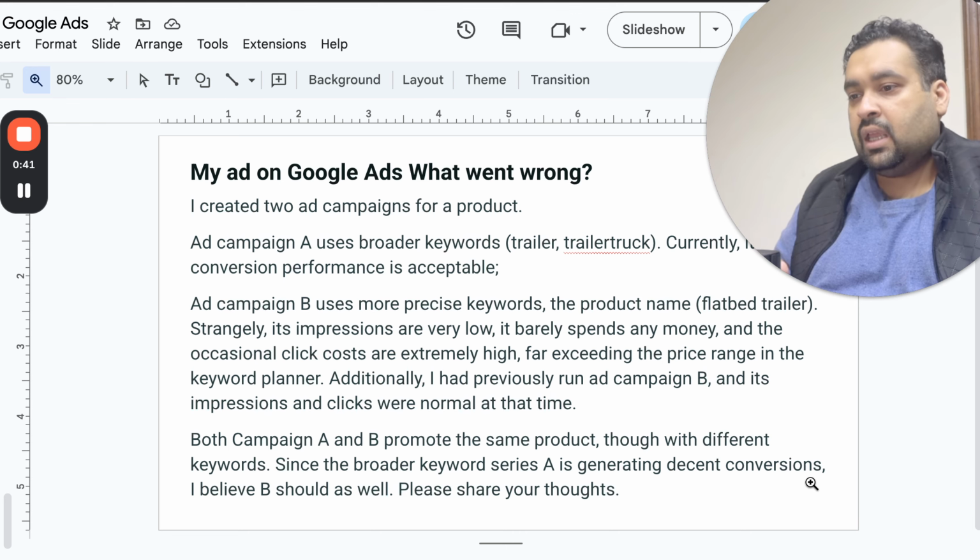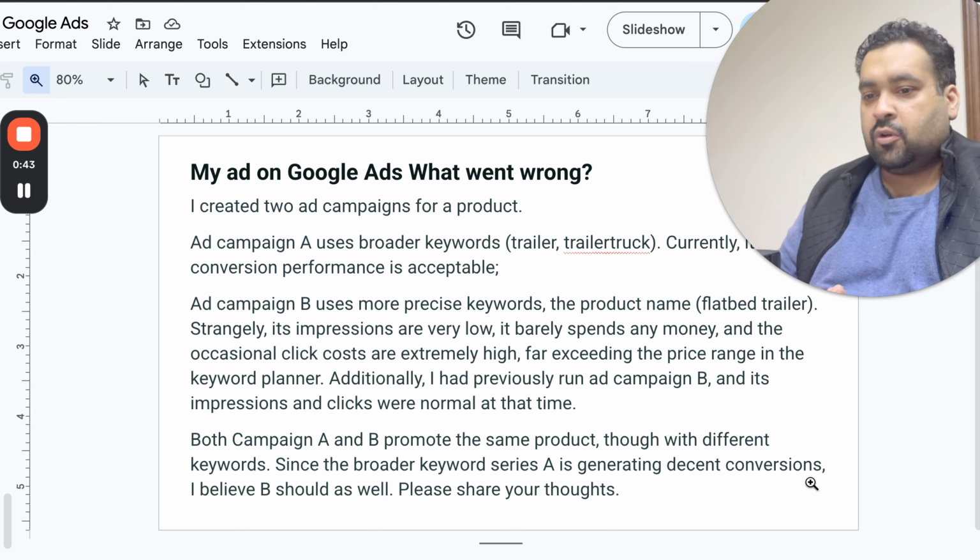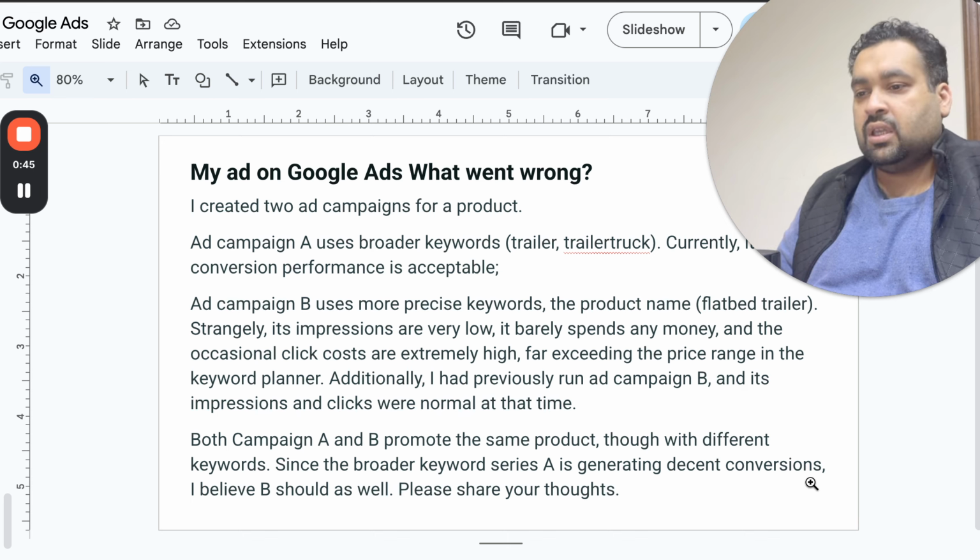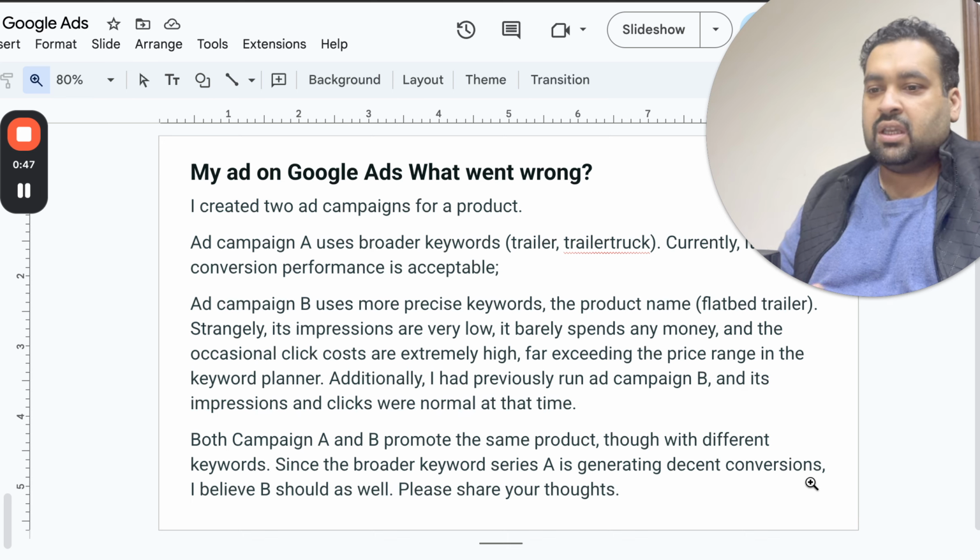Both campaign A and B promote the same product, just with different keywords. Since the broader keyword campaign A is generating decent conversions, I believe B should as well. Please share your thoughts.